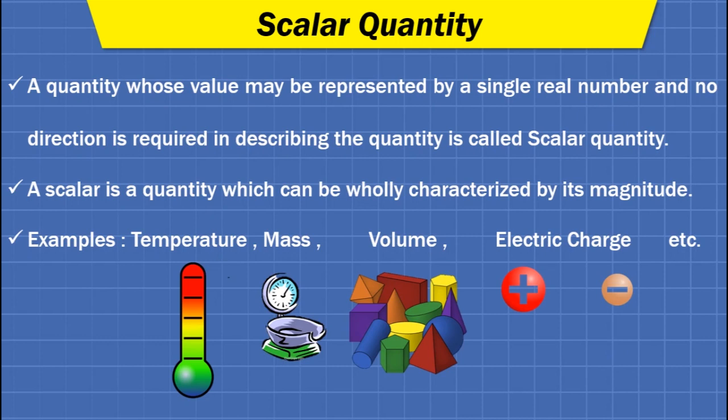Similarly, mass has also no need to give the direction if we want to describe the mass of any object or particle, volume and electric charges. So these quantities are called scalar quantities, where we can understand the meaning without having any knowledge of direction, or the knowledge of direction is not important to characterize such quantities, and these quantities are called scalar.